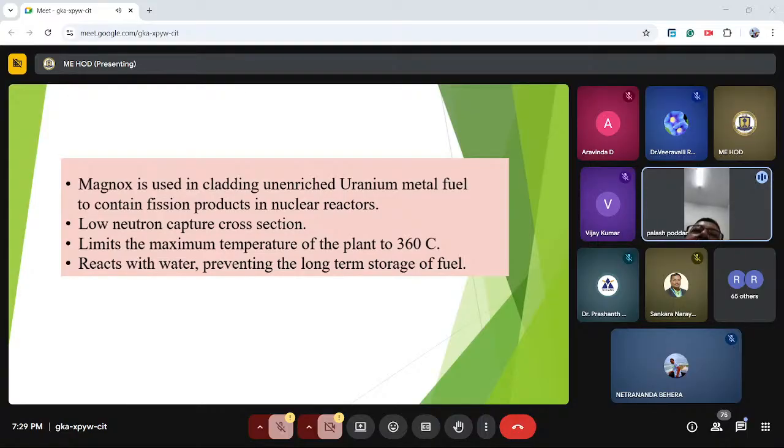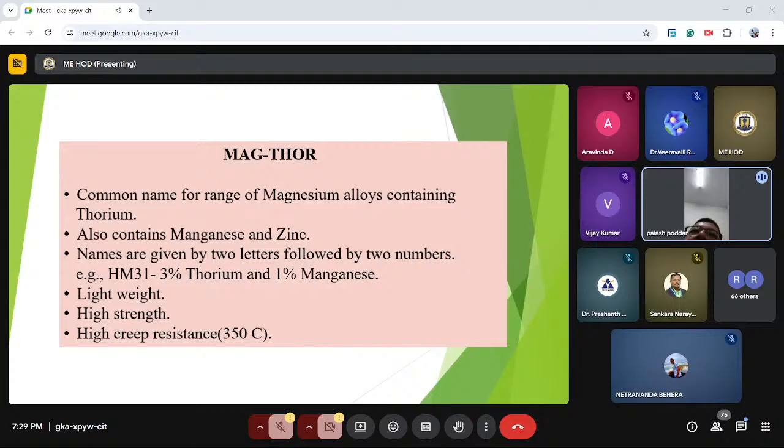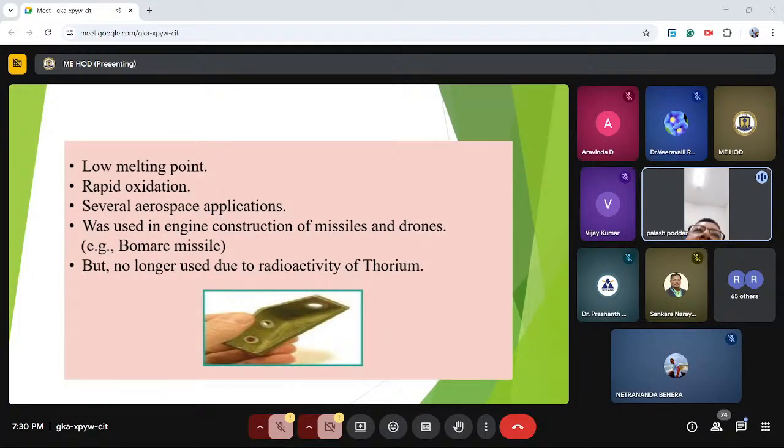The Mag-Thor is another development, the common name of a range of magnesium alloys containing thorium. They also contain manganese and zinc. Names are given by two letters followed by two numbers, for example HM31: 3% thorium and 1% manganese. Lightweight and high strength, with high creep resistance up to 350 degrees centigrade. Low melting point and rapid oxidation. It had several aerospace applications, used in engine construction and in missiles and drones, for example the Bomarc missile, but is no longer used due to the radioactivity of thorium.